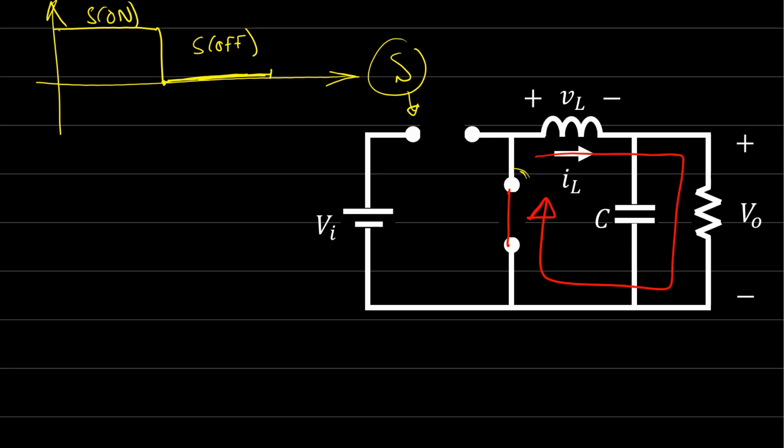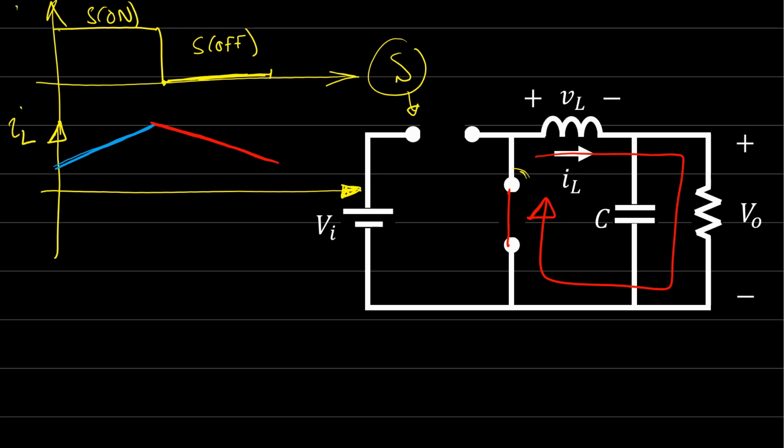Also, if you look at the current on this inductor, you will find that when the switch is on, the current will have a positive slope, and when the switch is off, the current on the inductor will have a negative slope. This is the current on the inductor, and this is the switch. Here is the duty cycle times the switching time, and here is the switching time.